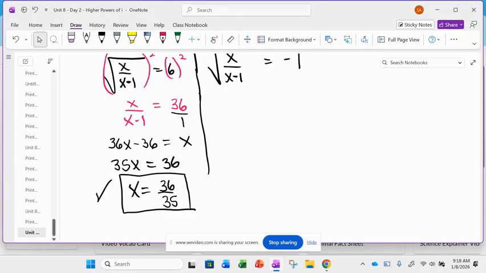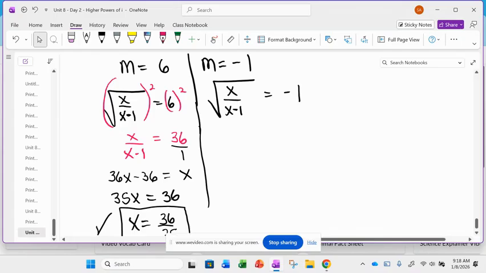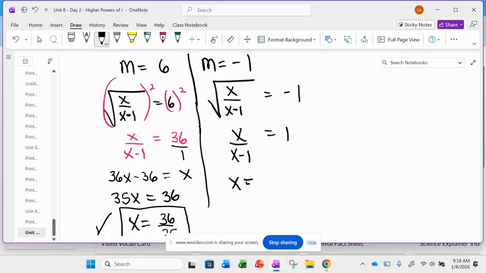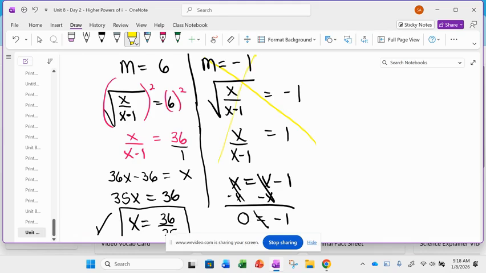All right. And this next one, let's just say you went and you squared both sides. x over x minus 1 equals 1. Then you cross multiply, x equals x minus 1. And then you go to solve. And the x's cancel. Can 0 ever equal -1? No. So this rejects. This one does not work. So our only solution is x equals 36 over 35.